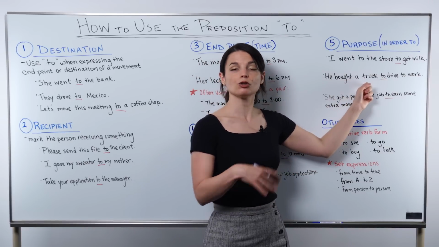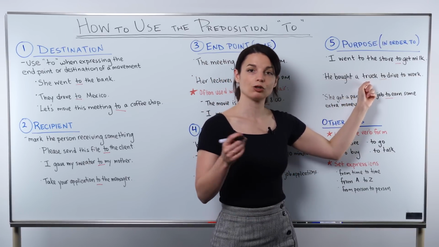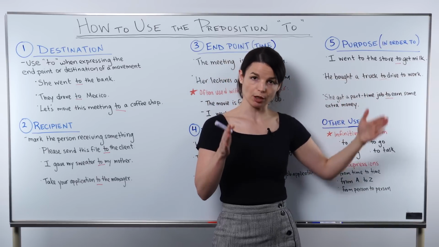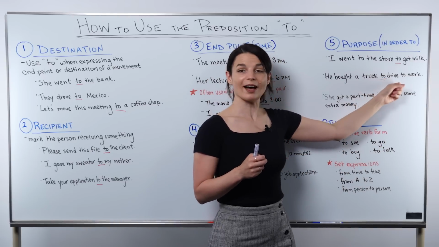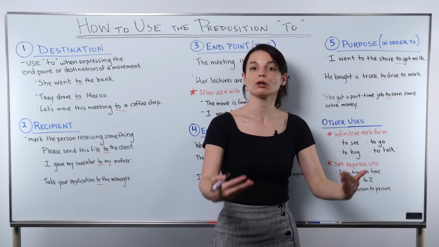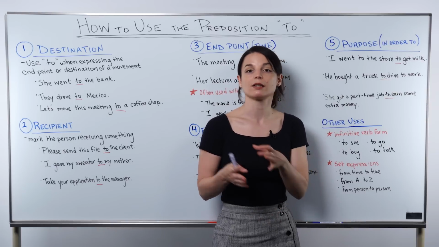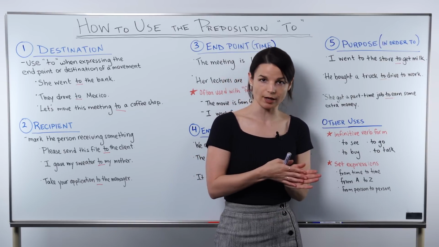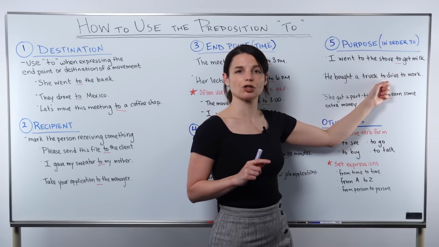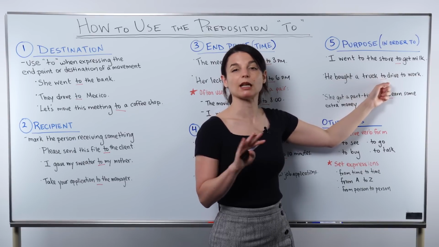So let's look at our second example. He bought a truck to drive to work. Here again, we have a simple past tense statement, right? He bought a truck. And then to drive to work. So he bought a truck in order to drive to work. So this expresses the reason he bought the truck. We use to do this. We do not use for. He bought a truck for drive to work would be incorrect.